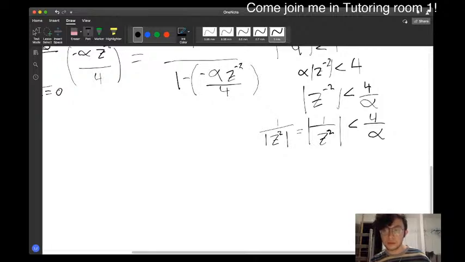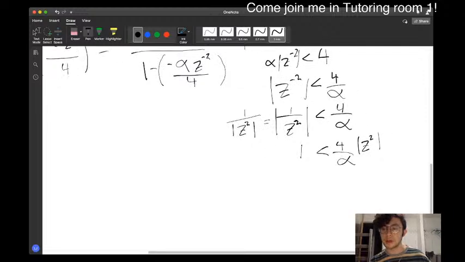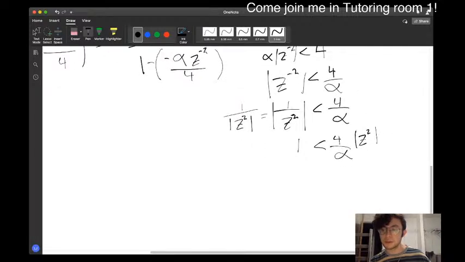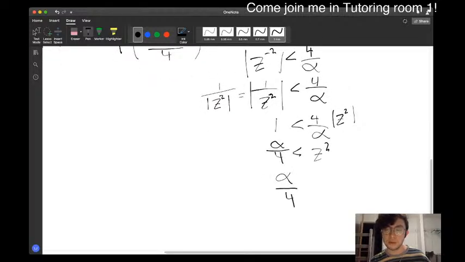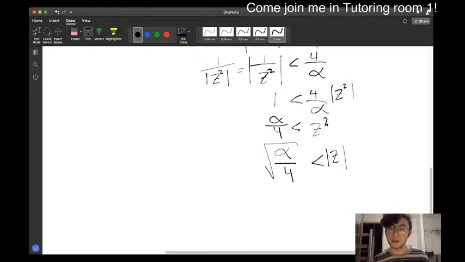So we got 4 over alpha times z squared times 1, and that's all greater than 1. Let me bring everything over. So alpha over 4 is less than z squared. Let's take the square root on both sides. So alpha over 4 is less than |z|, right, so that's our absolute value.